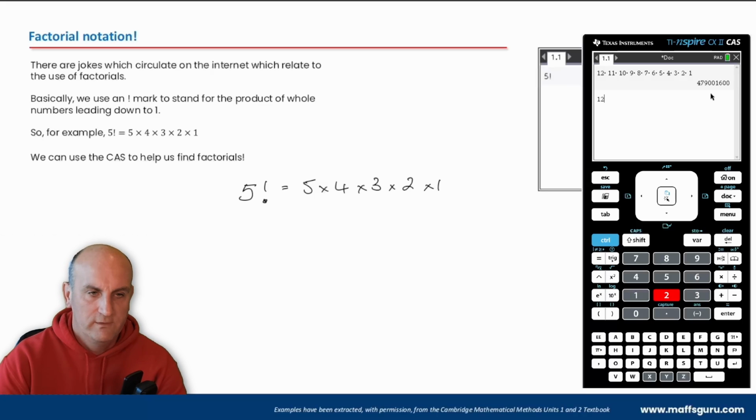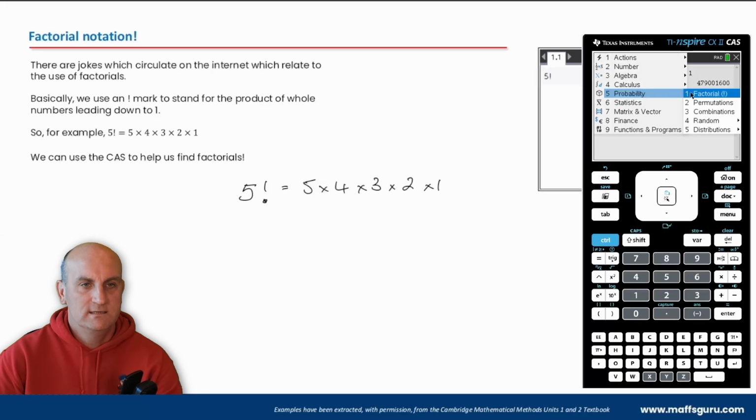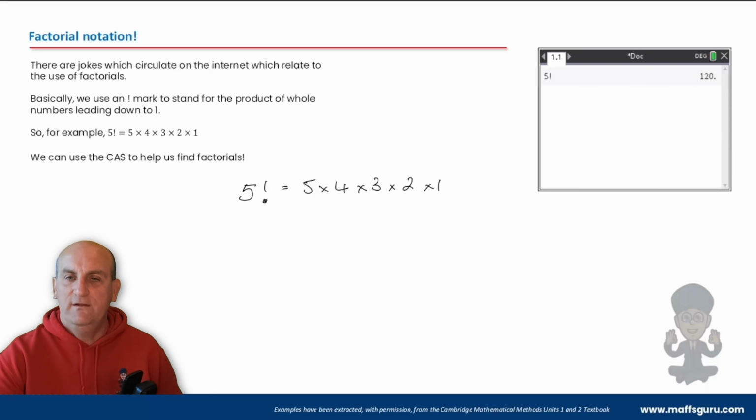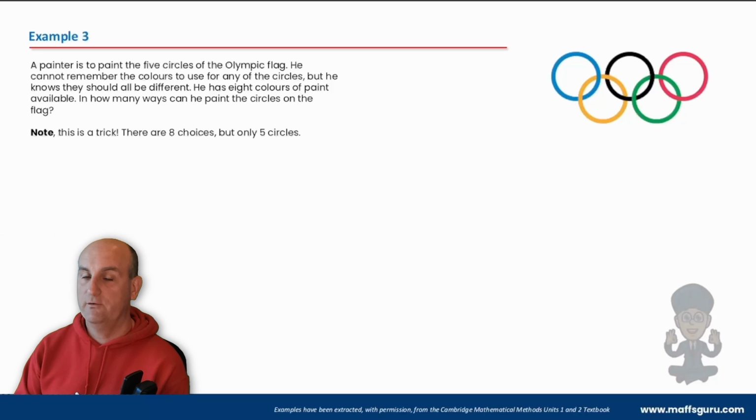So let's do 12, and then we're going to go menu, probability, and factorial, and hit enter, and out comes the same value. Yay for the CAS. Can we use this now to help us?